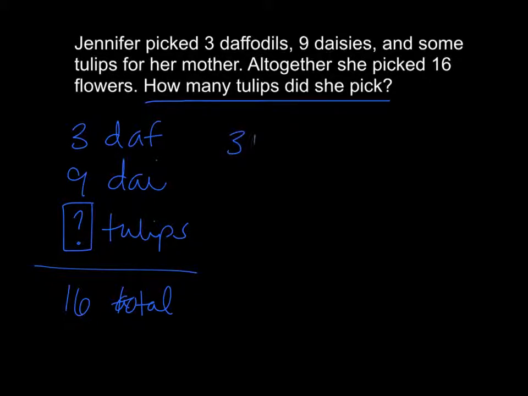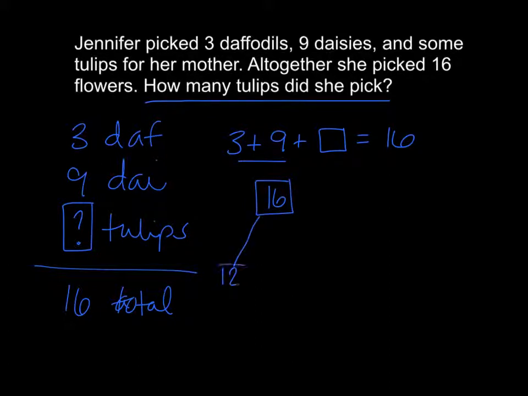We have 3 daffodils plus 9 daisies plus something we don't know equals 16. Okay, so we can start figuring that out and work it out that way. Or we can do a little bit of a math mountain. We know we have 16 total. The 3 and the 9 gives me 12, so I have 12 flowers here. The rest of them are daisies, so what's left?